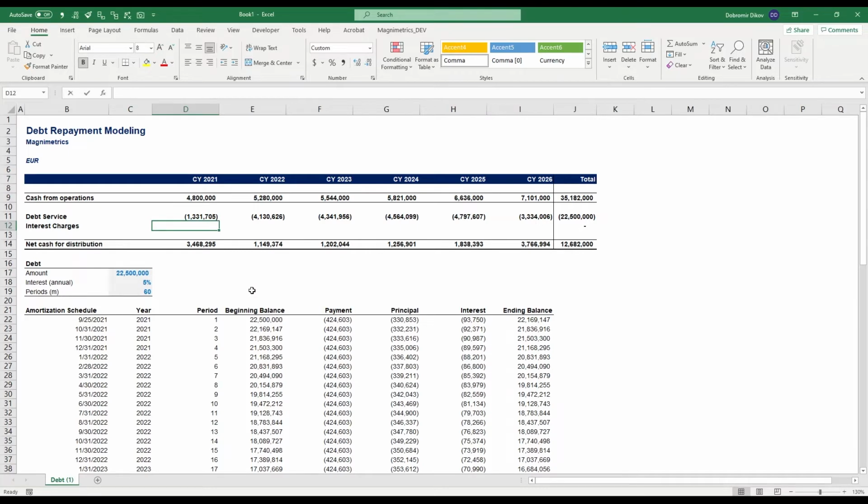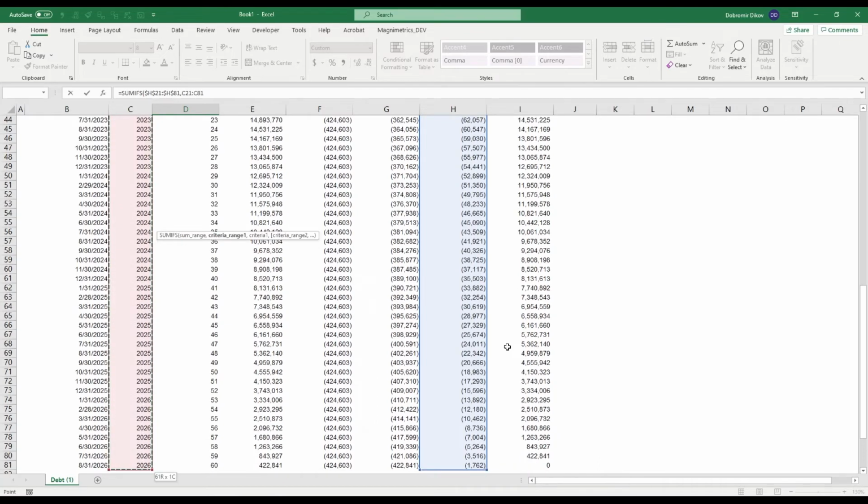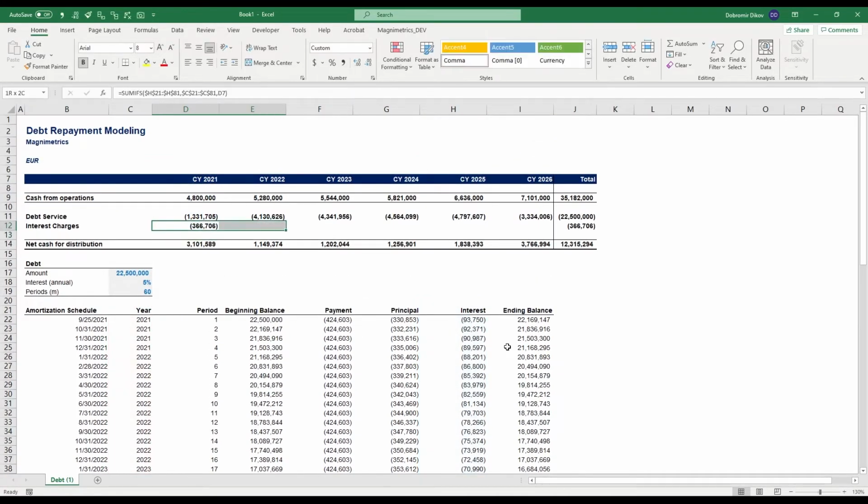Let's do the same for the interest. SUMIFS. Our sum range will be the interest here, fix that with F4. Then our criteria range is going to be our year, fix that with F4, and we want it to be this year.